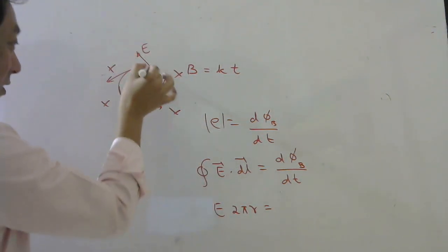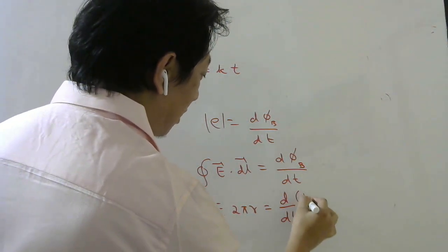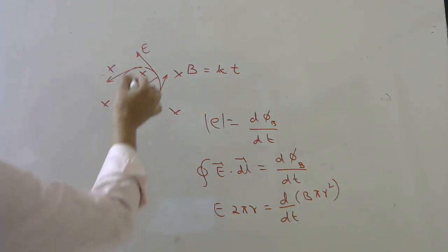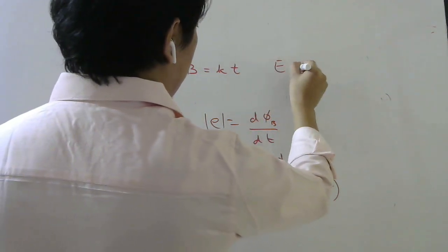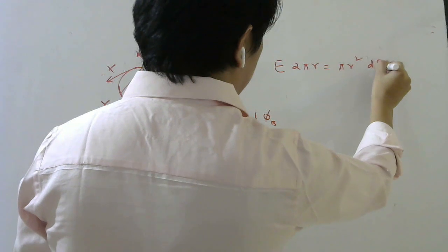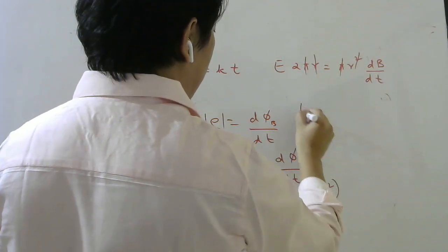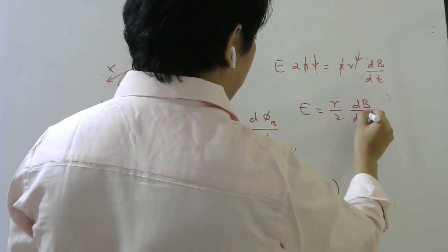And magnetic flux is changing through this area. So magnetic flux, how will you write? B into pi r square. But we are not changing the radius, so you can take pi r square outside. So E into 2 pi r equals pi r square outside, dB by dt. One r gets cancelled, one pi gets cancelled. So E becomes r by 2 dB by dt.